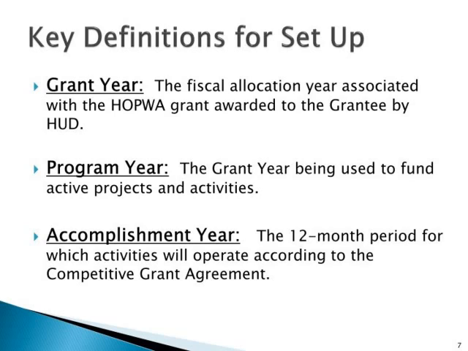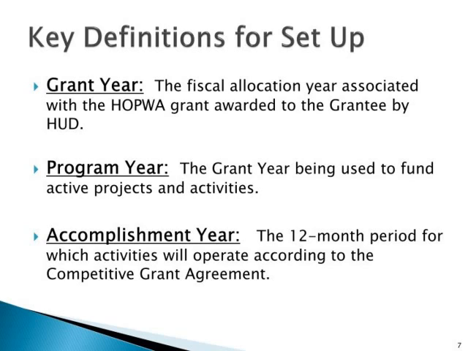Additional key definitions describe time periods associated with the grant award. Grant year is the fiscal allocation year associated with the HOPWA grant awarded by HUD. This is essentially the year or years of HUD grants you have been awarded and are using to fund activities. Program year is the grant year being used to fund active projects and activities in IDIS.